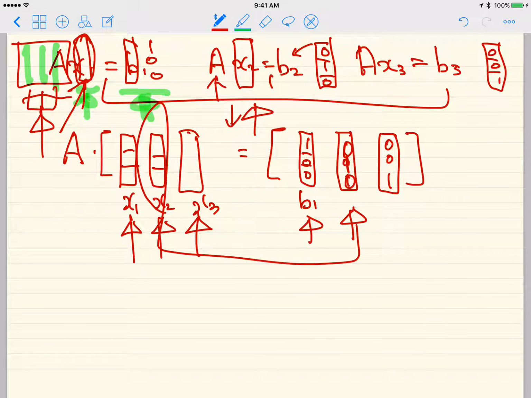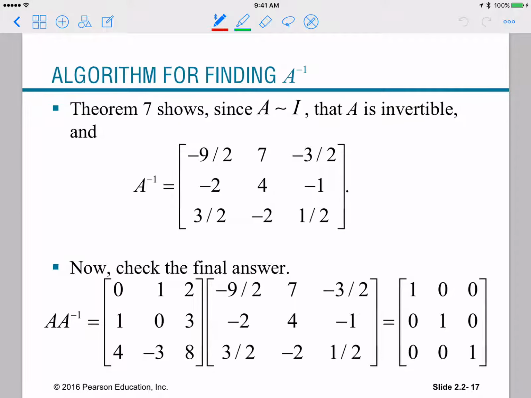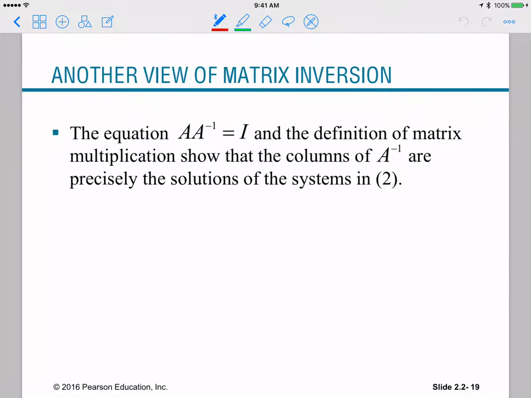Okay, so I think this is a quite interesting and insightful way of understanding the meaning of an inverse matrix. So I think that's it for this chapter. Any questions?